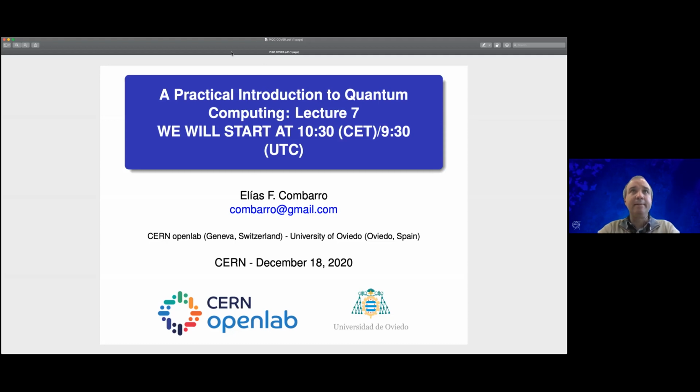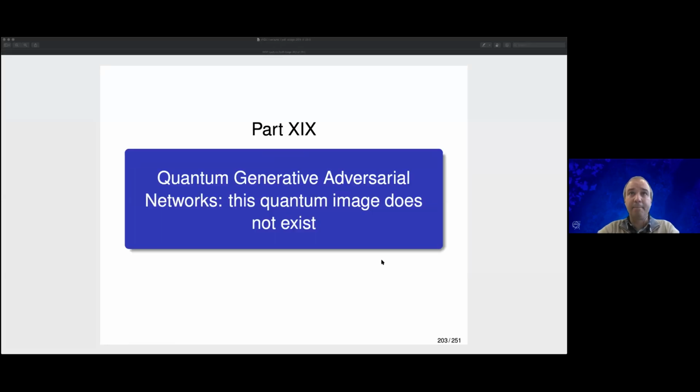And then let me go back to the slides and talk a little bit about one of these applications of quantum techniques in machine learning.